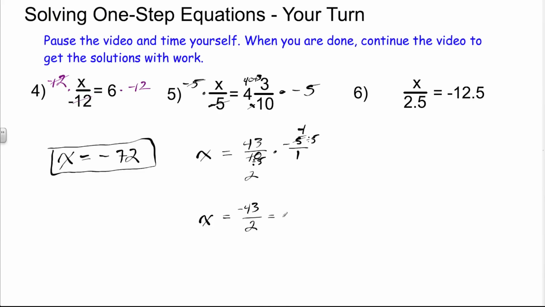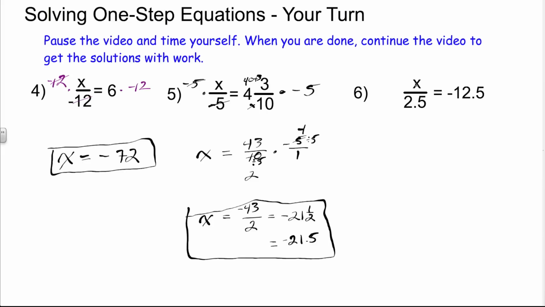2 goes in, well, it'll be negative because it's a negative divided by a positive. 2 goes into 4 twice with no remainder. 2 goes into 3 one time with 1 remainder, so that would give us negative 21 and 1/2. Or, if you wanted to express that as a decimal, negative 21.5. So any one of these three, if you came up with it, would be an acceptable answer.